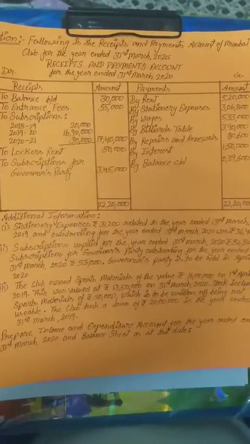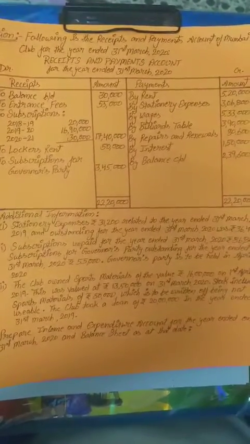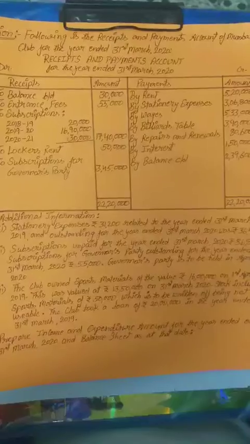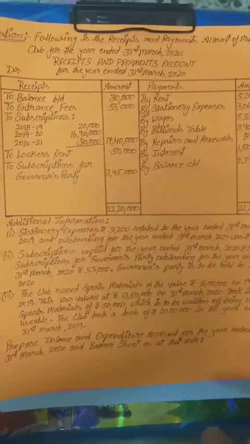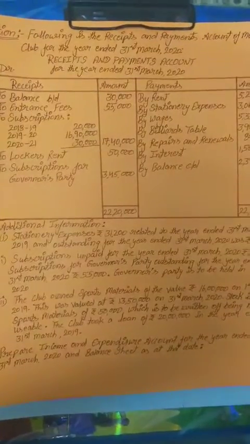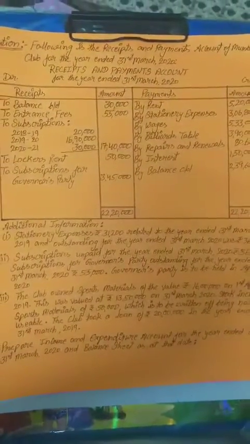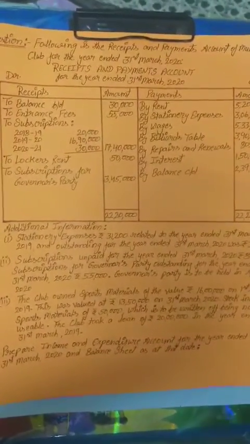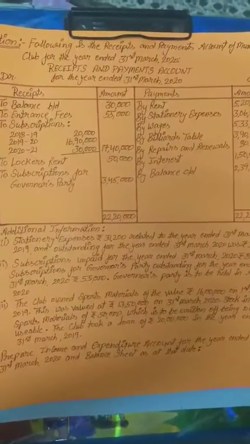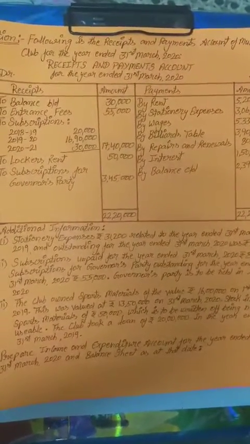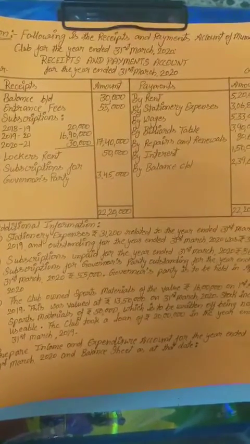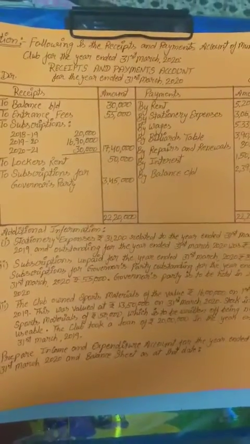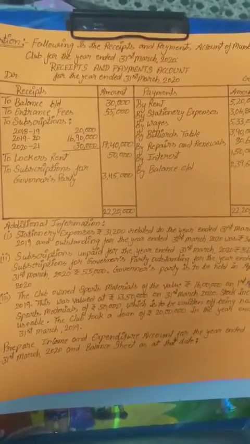Means together we will solve both things from a receipt and payment account and with the adjustments given in your question. And in CBSE this type of question comes for 8 marks. So sorry, 6 marks. Questions of this type come for 6 marks in your board examination.